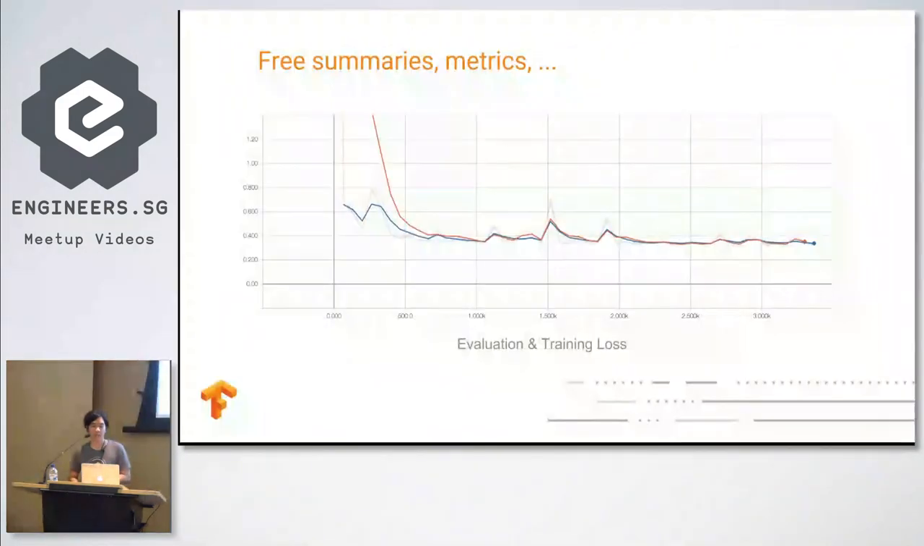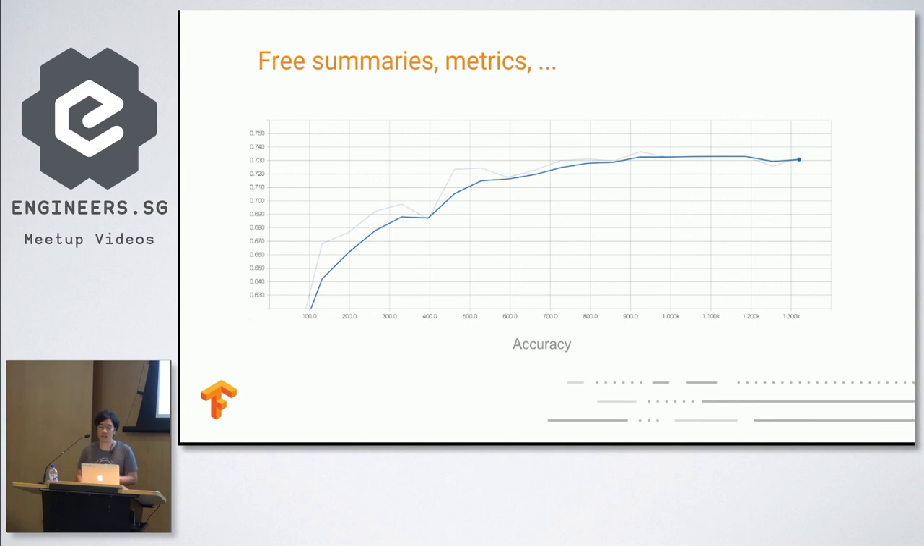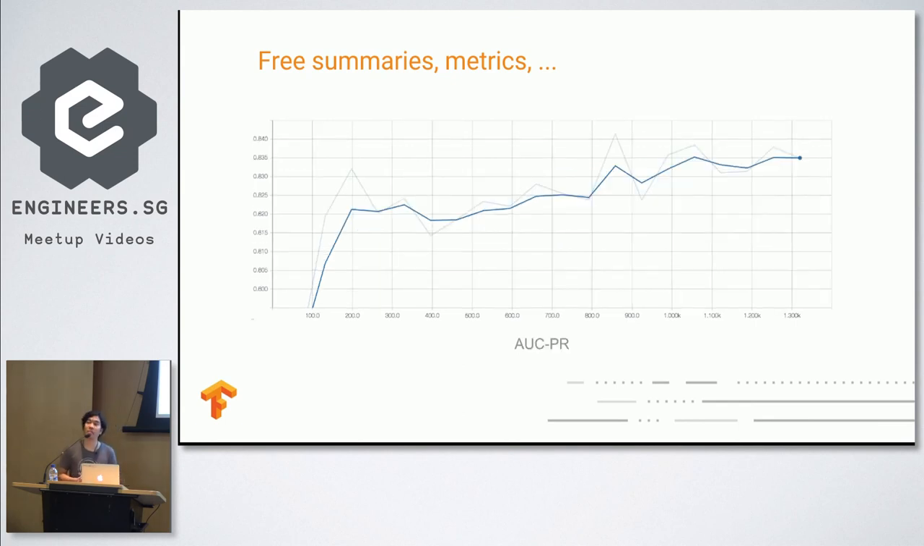And the good thing is, it comes with a lot of free stuff. When you specify the DNNClassifier, you have to specify the model directory where you want to save your model. When you open TensorBoard on that directory, you will see a lot of free summaries and metrics. You see your training loss, evaluation loss, and your accuracy. And for this binary classification, you also get AUC, area under the curve, and precision and recall automatically.